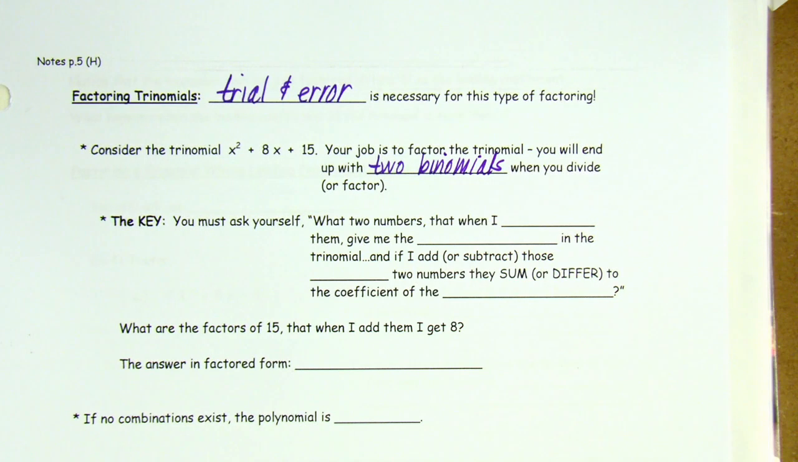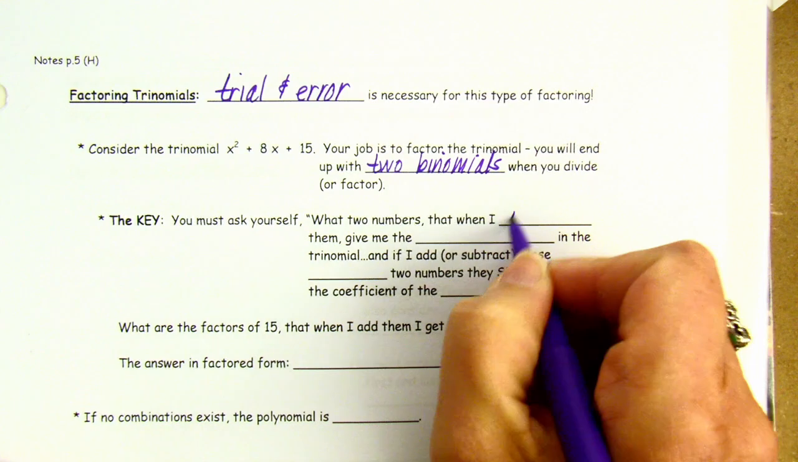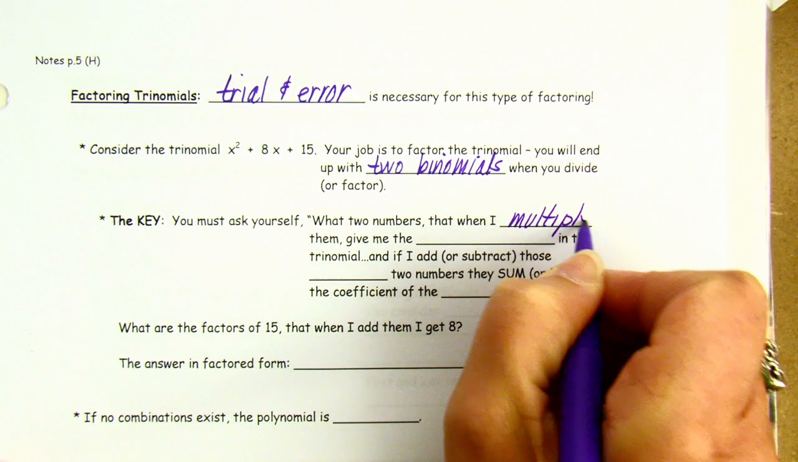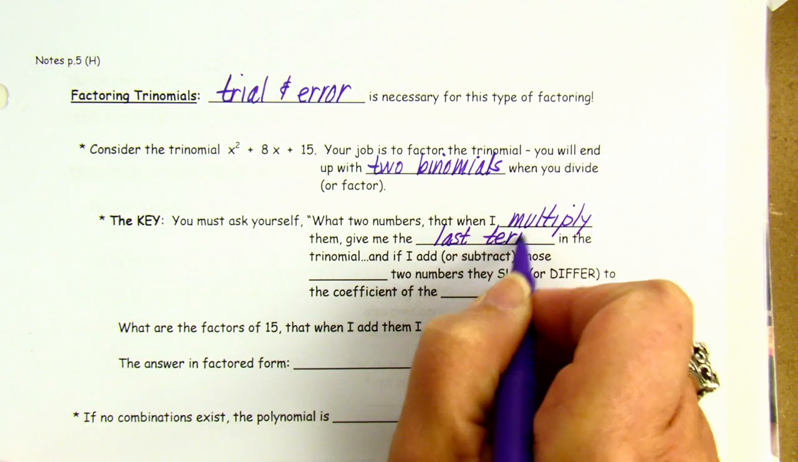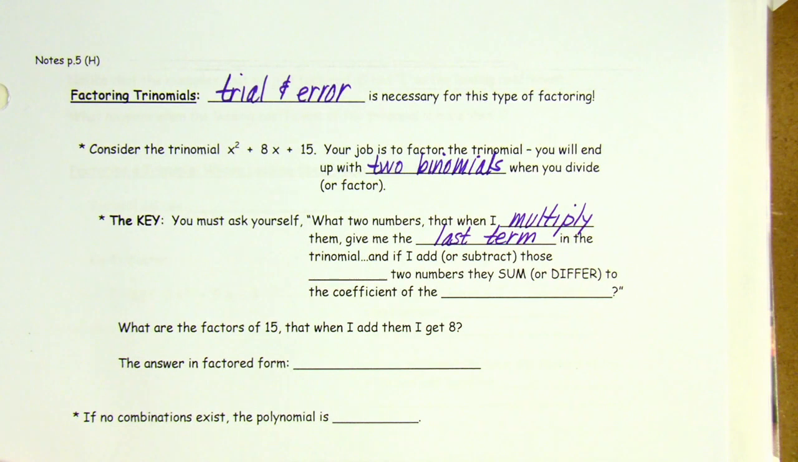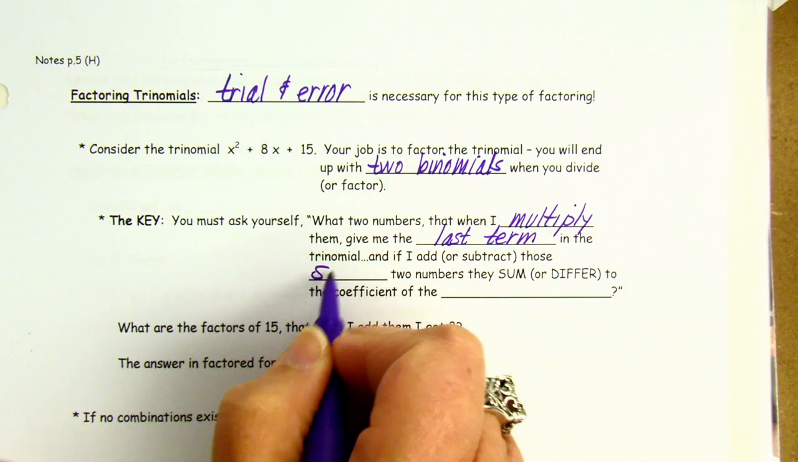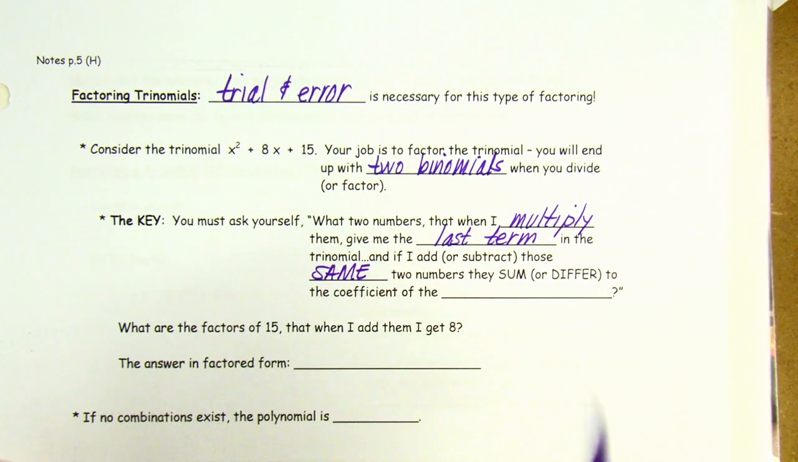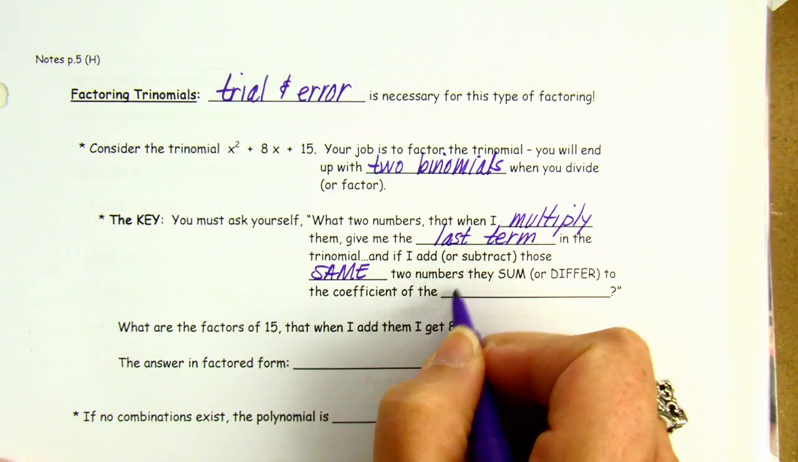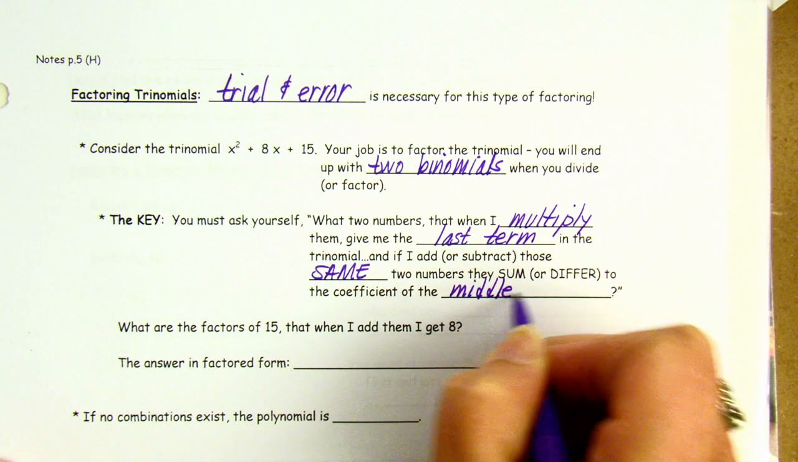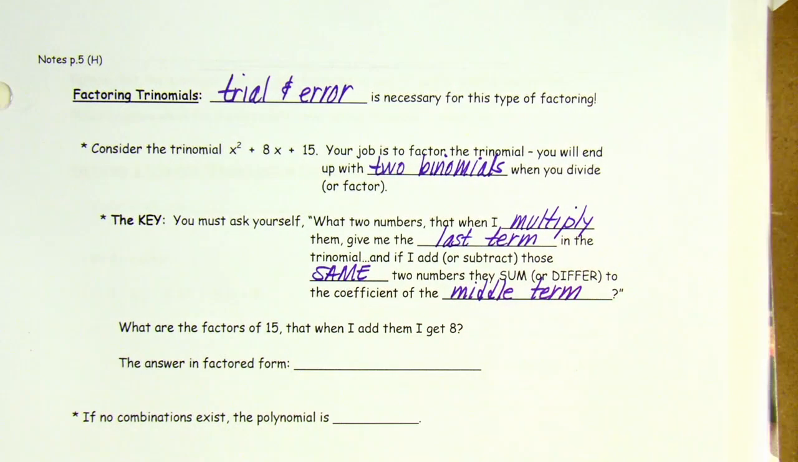Okay, and the key is you do have to talk to yourself a little bit. So you have to ask yourself, what 2 numbers when I multiply them give me the last term in that trinomial, and if I add or subtract those same 2 numbers, they're going to sum or differ to the coefficient of the middle term. So it is a little bit of dialogue, and sometimes you may have to write things down.